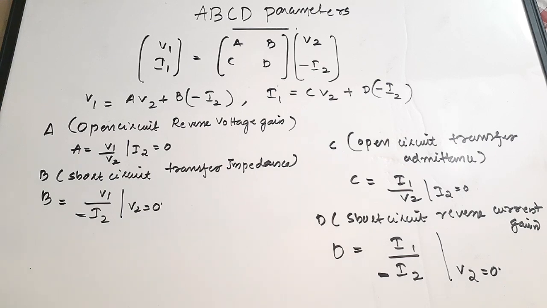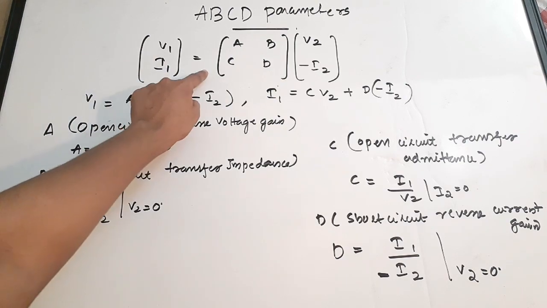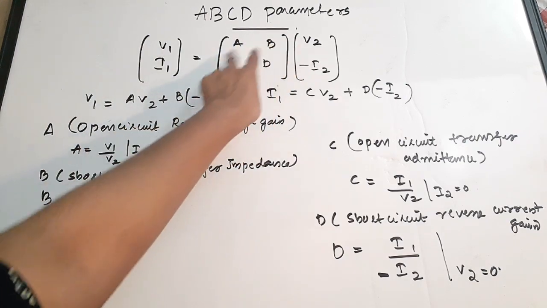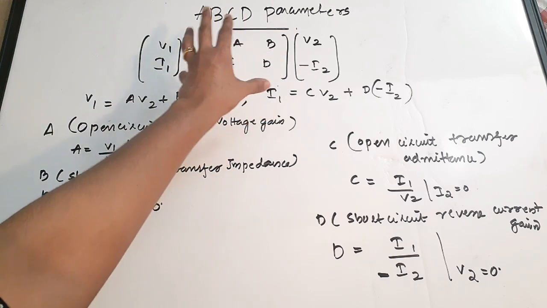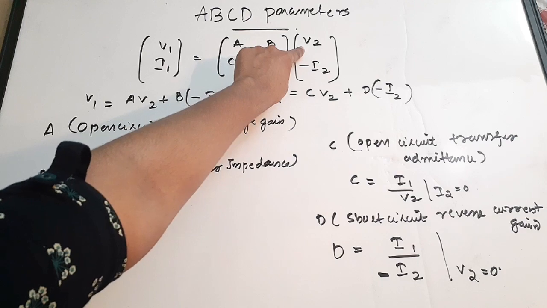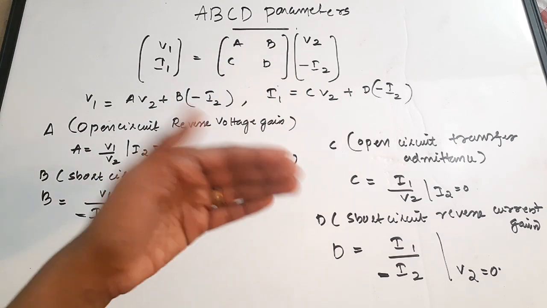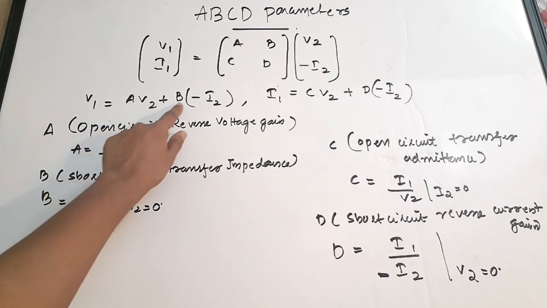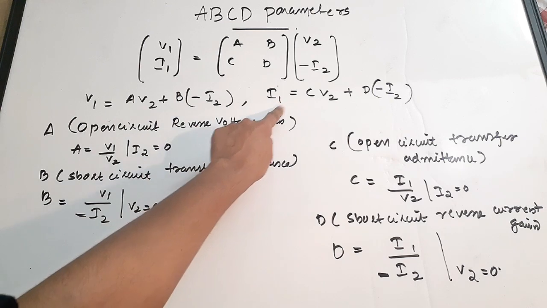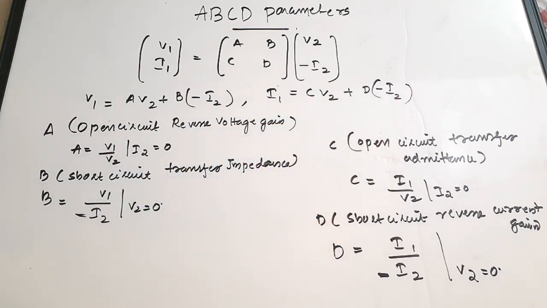So what are ABCD parameters? V1, I1 is equal to, in matrix form, the ABCD matrix into V2, minus I2. So there is a negative for the output port current. So the equations will be V1 equal to A V2 plus B minus I2, and I1 equal to C V2 plus D minus I2. Similarly, just like all other parameters, here also we can write the equations.